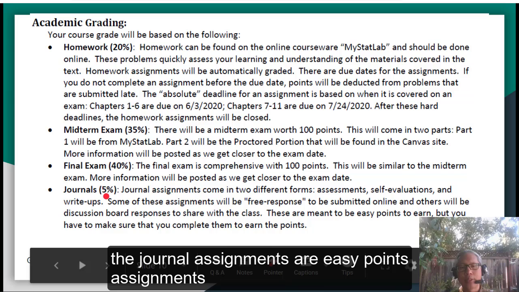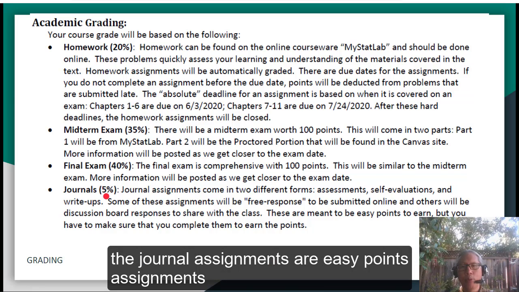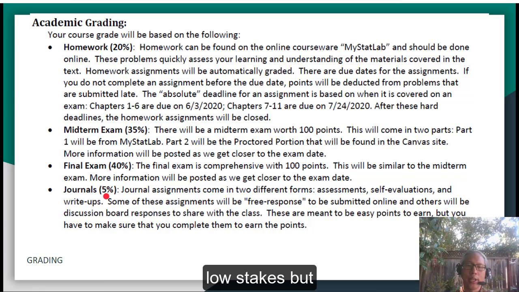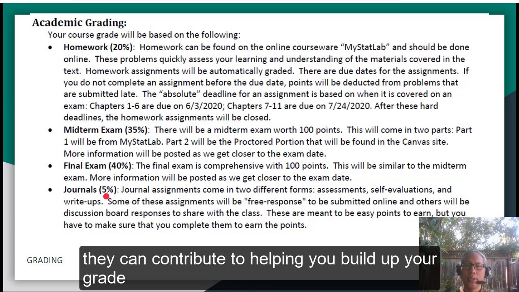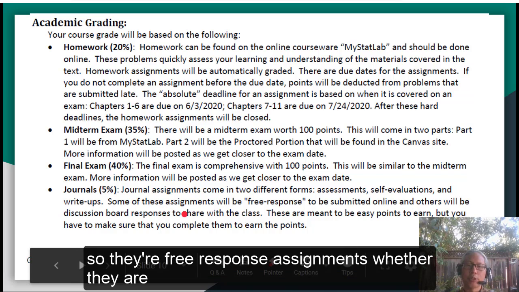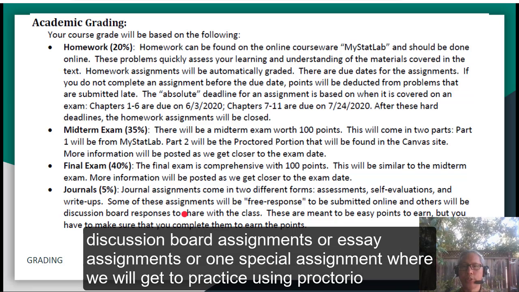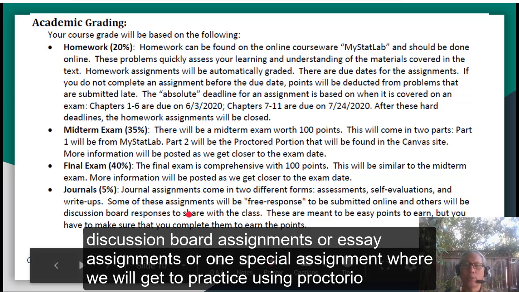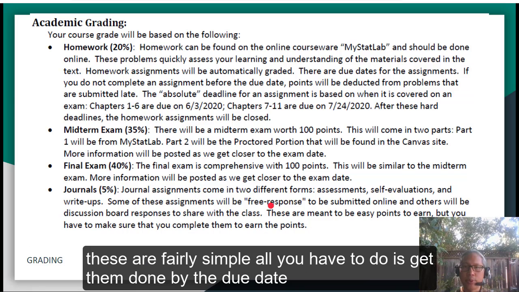The journal assignments are easy points assignments, low stakes, but they can contribute to helping you build up your grade. They're free response assignments, whether they are discussion board assignments or essay assignments, or one special assignment where we will get to practice using Proctorio. These are fairly simple. All you have to do is get them done by the due date.